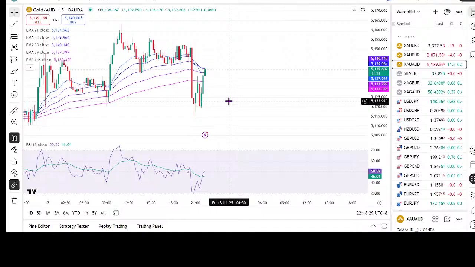I repeat, the gold, we got two entries stopped out. So now I think the third one is also not showing what we want. Let's see.